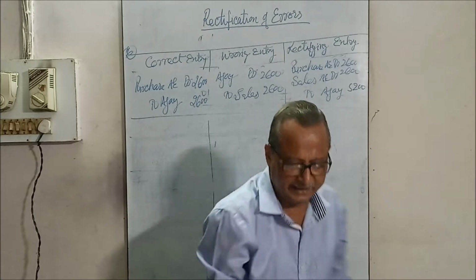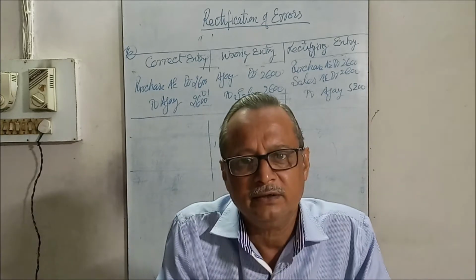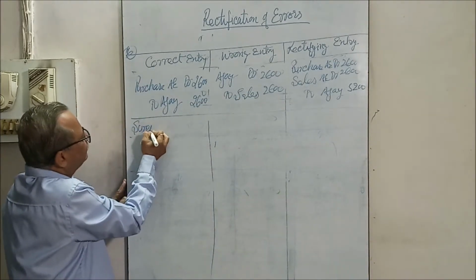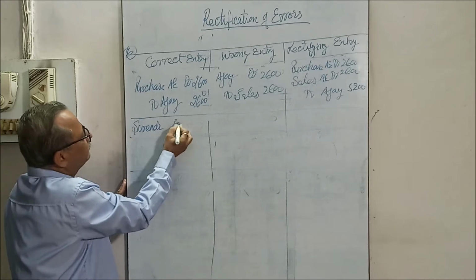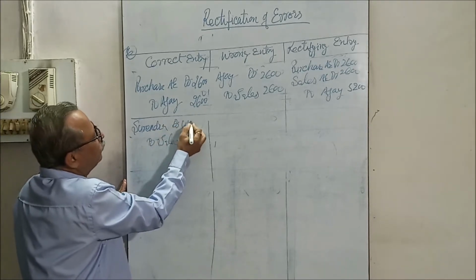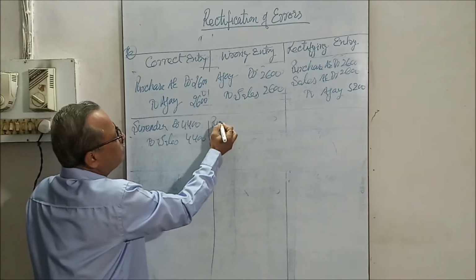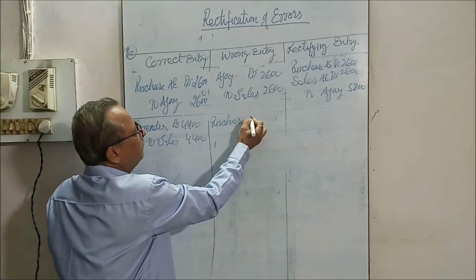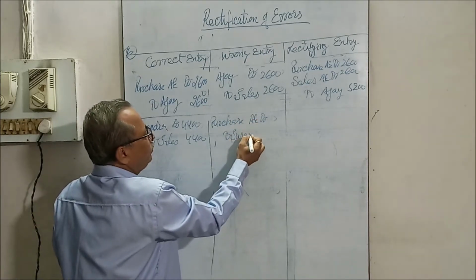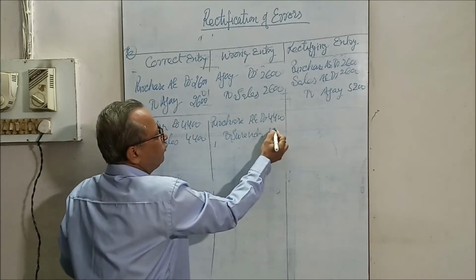Now second, goods 4400 sold to Surendra. Surendra debit to sales 4400. It was passed through the purchase book: purchase account debit to Surendra 4400.